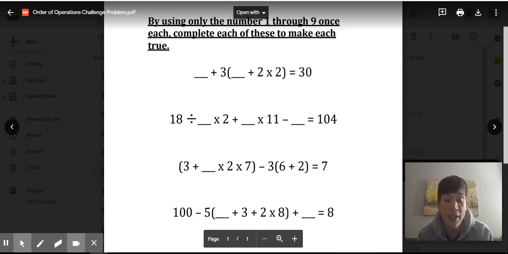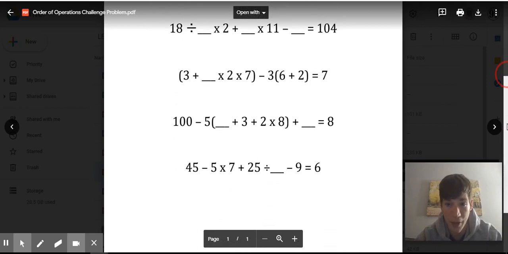Step number two is multiplication and division. Now, if we have both multiplication and division, we always work from left to right. And step number three is addition and subtraction. And same thing, if you have addition and subtraction to figure out which one comes first, you work from left to right.